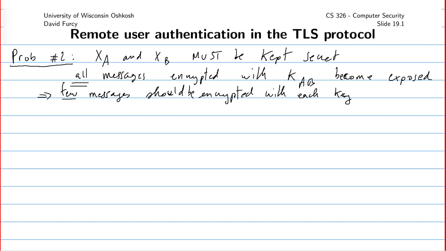In other words, each key should be used with a small number of messages, which means each key should be used for a short amount of time. And this is the reason, again, that we discussed and introduced the use of session keys. Session keys are only used during one session. So this is our session key. In other words, this is the key that would be used after Diffie-Hellman has completed to encrypt all of the messages that are remaining in that session.